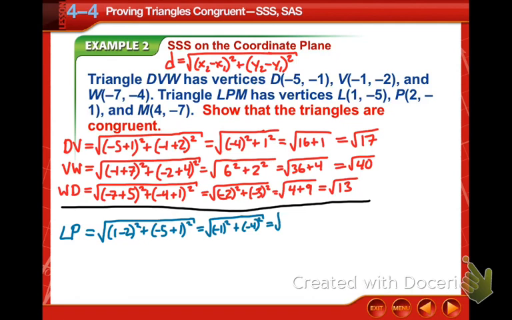Negative 1 squared is just 1. Negative 4 squared is just 16. And we do end up getting our square root of 17 out. So far, we are good to go. Now you got to keep going, to PM.